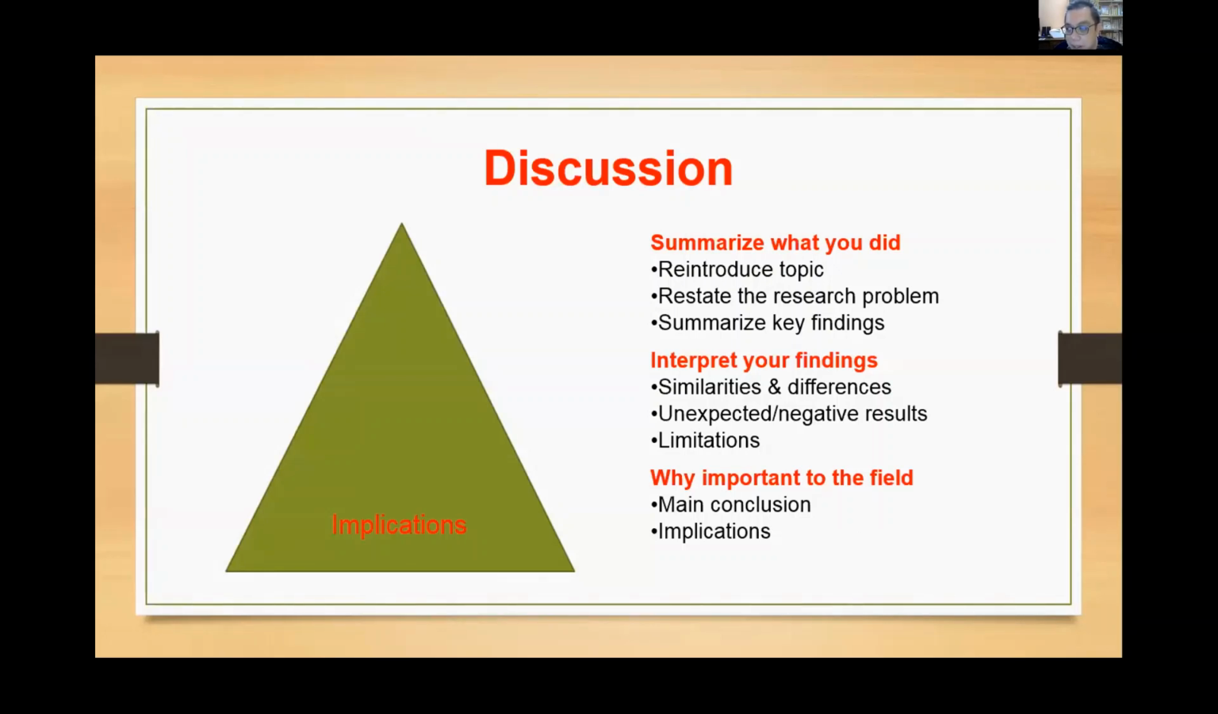So introduce the topic, state the research problem, summarize the key finding. Interpret your finding, similarity or difference with other work, unexpected or negative results if you have any. You have to highlight that, and what the limitation of your work is. And also you have to emphasize what is important to the field. That's the main conclusion of the work, the conclusion of the finding, and what implication you have from your finding. This is particularly important, to let the reader understand why your work is important.